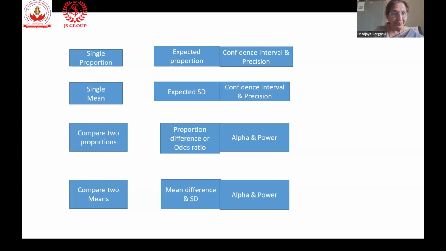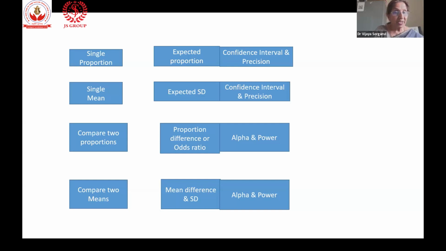Then single mean. If our study is a quantitative type of study, we have continuous data like marks, systolic or diastolic blood pressure, or blood sugar values. So if our study is continuous, meaning a quantitative type of study, we get the standard deviation from the previous study. Using that standard deviation and assuming the confidence interval as well as precision, we calculate the sample size.